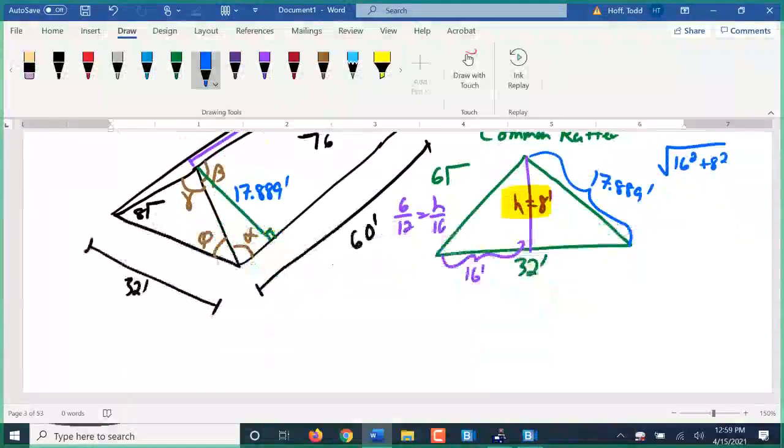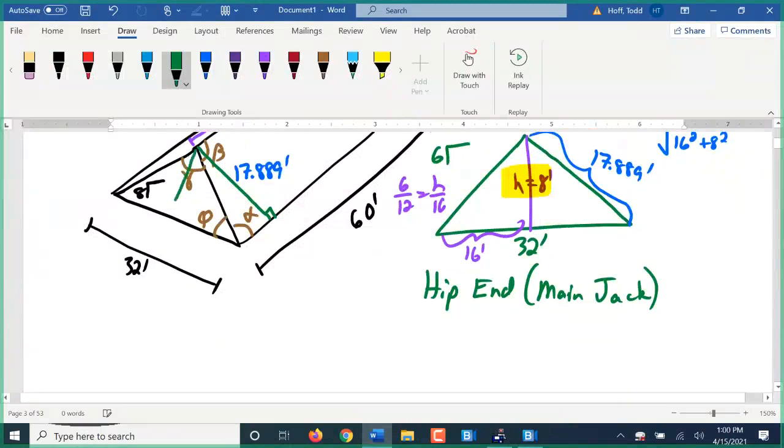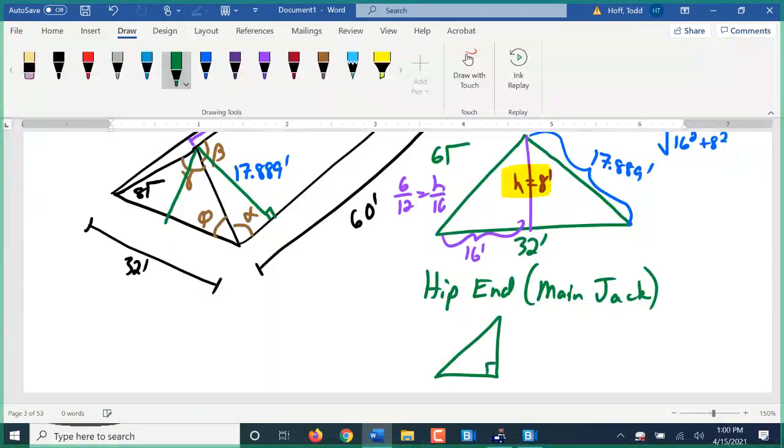Next, we want to look at the hip end. And more specifically, we're looking at the main jack. The longest jack there, which is right here. What we know about that jack, we know two things. We know it has an 8/12 slope, and we know the height here is 8 feet from what we found up here on the common rafter. The hip rafter and the common rafter have to have the same height. They all meet at the same ridge.